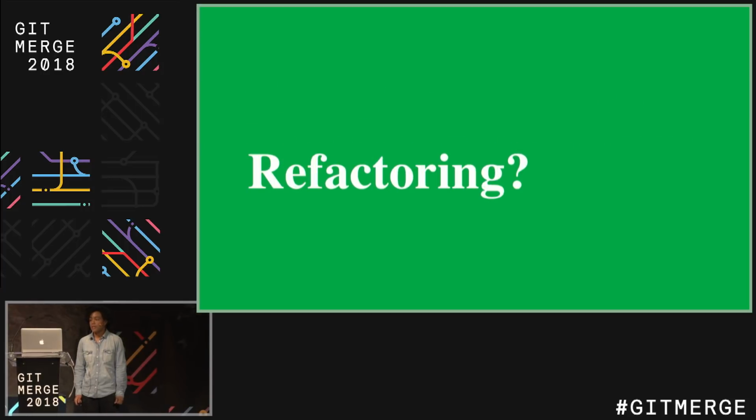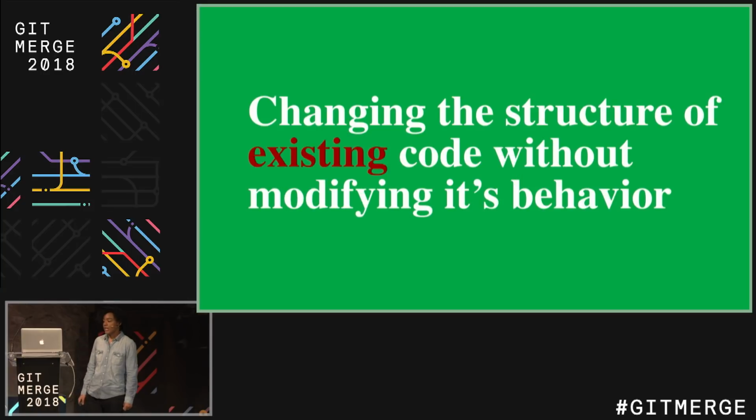So as I mentioned, this talk is going to be about Git-driven refactoring. But first, we should talk about what refactoring is for anyone not familiar. Refactoring is changing the structure of code without modifying its behavior. It's cleaning up your mess. And of course, for this to be the case, this implies that there is indeed a mess to clean up. And we've all been there.